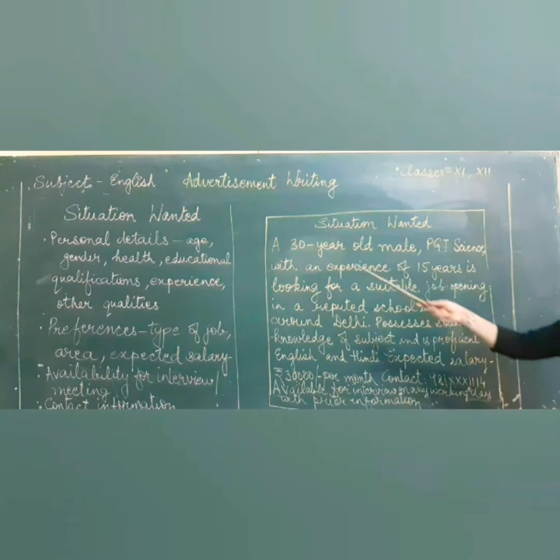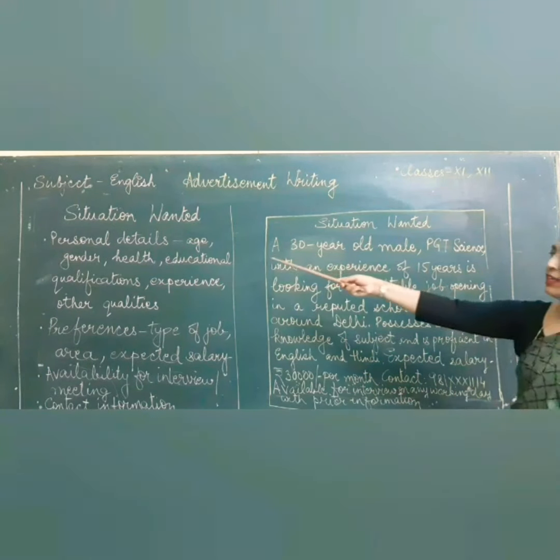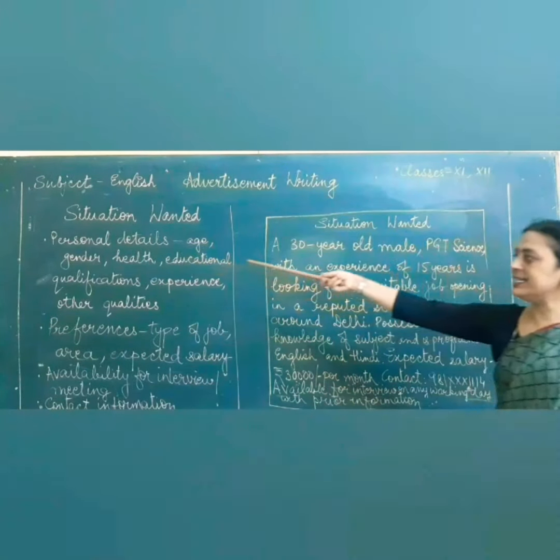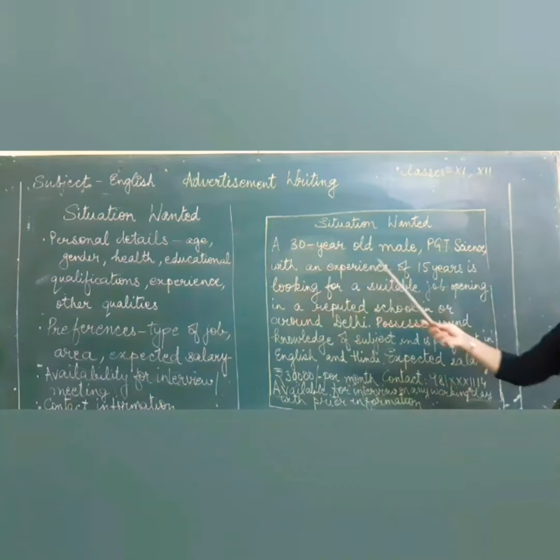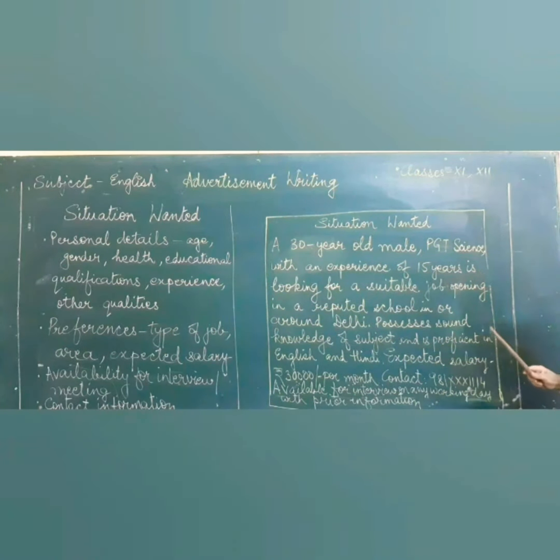Situation wanted. Written, a 30-year-old male, PGT Science, with an experience of 15 years. I've covered these points. Personal details, gender, qualifications, experience, that has been mentioned. Now is looking for a suitable job opening in a reputed school in or around Delhi. The area has been mentioned. The kind of job he is looking for has been mentioned.